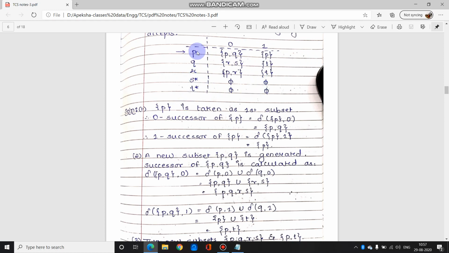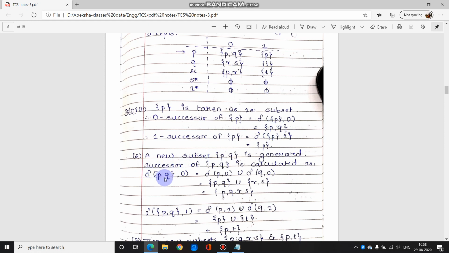Since P is the starting state, the initial state, we'll start processing with P first. An input 0 in P causes it to move to the PQ state. An input 1 causes it to move to that same state, that is P. So we get a new subset. P we have already processed, but we got a new subset, that is P and Q.